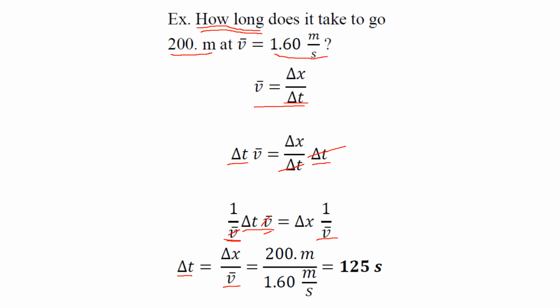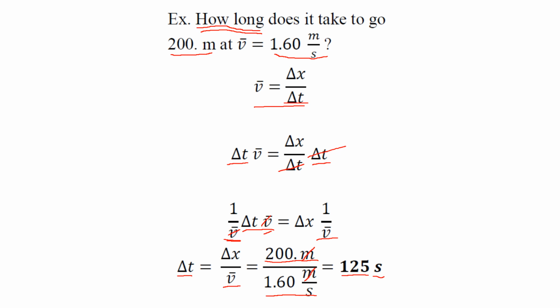And then you plug in numbers. Delta x is the 200 meters given in the problem. Average velocity is the 1.6 meters per second. And you divide the 200 by 1.6 in your calculator to get 125. And as I was saying, meters divided by meters goes away. And you have 1 divided by 1 over seconds, which is the same thing as multiplying by seconds. So your answer is 125 seconds.